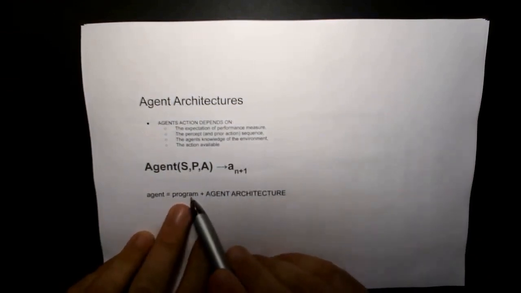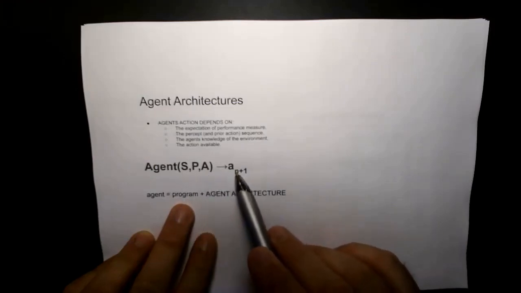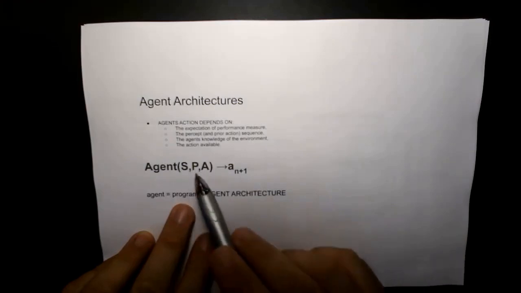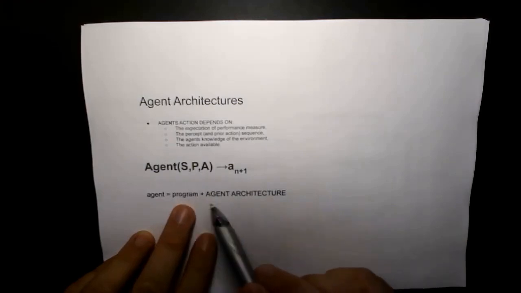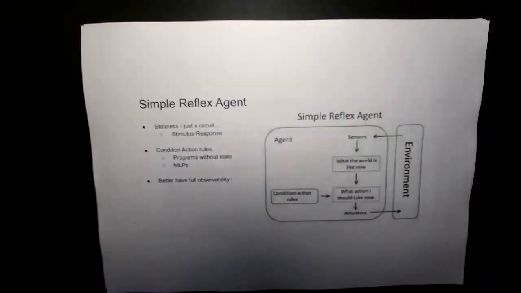So again, remember, the program is this thing that determines, given the state of the agent, the percept sequence and the prior action sequence, what the next action would be. So you're going to run the program that implements this on top of the agent architecture, and that will actually give you the agent that you can then place into the environment.